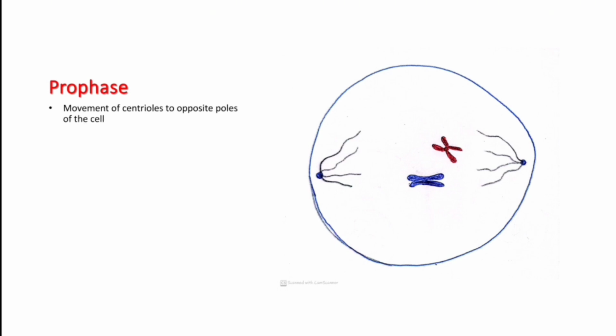Number 1, movement of centrioles to opposite poles of the cell. So the centrioles are going to move to the opposite poles of the cell. And what you need to know, my students, is that the centrioles are at the center of a centrosome. So let me just do this. Imagine this is a centrosome.